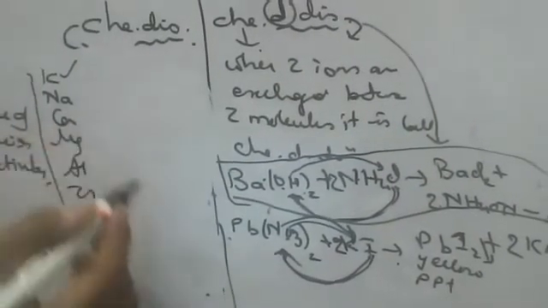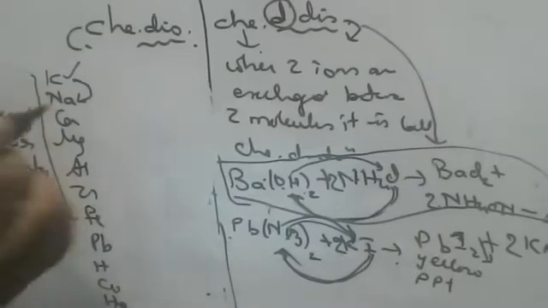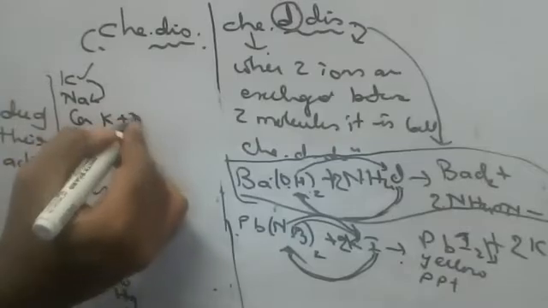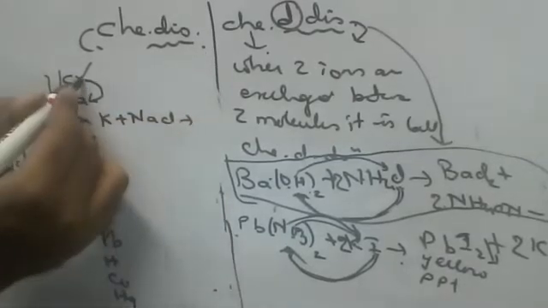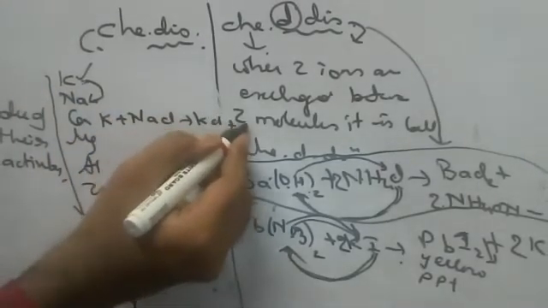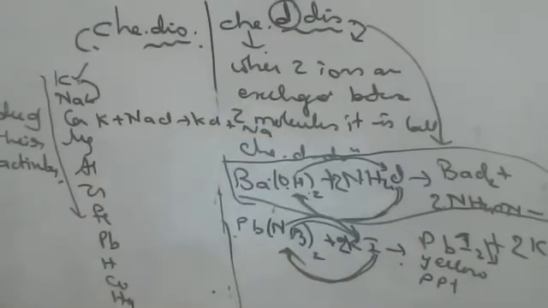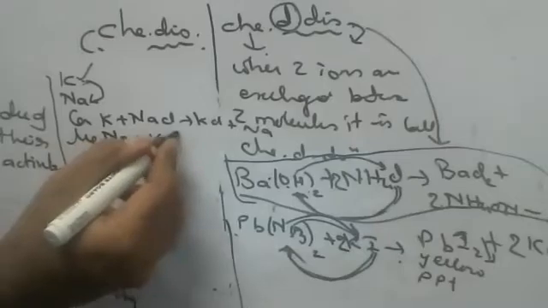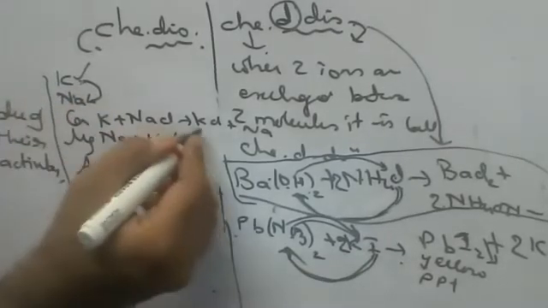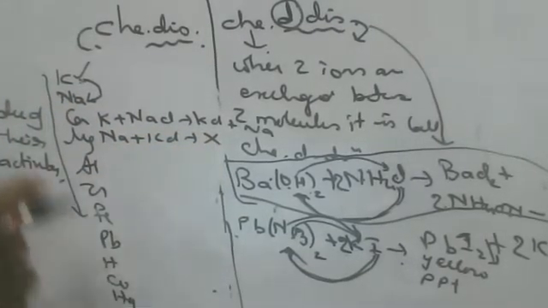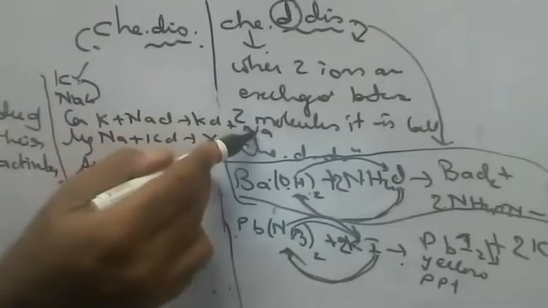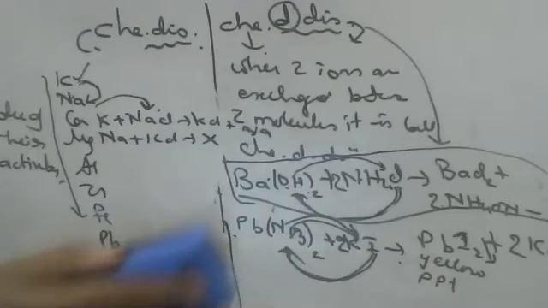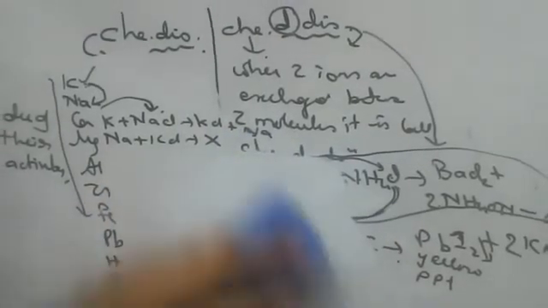An important topic: more reactive metals displace less reactive metals from their salts. Suppose I take potassium with NaCl. Because potassium is more reactive, it can form KCl plus Na. But if I take Na plus KCl, Na is less reactive than potassium, so this reaction is not possible. More reactive metals can displace less reactive metals from their salts. You should understand this concept, very, very important.